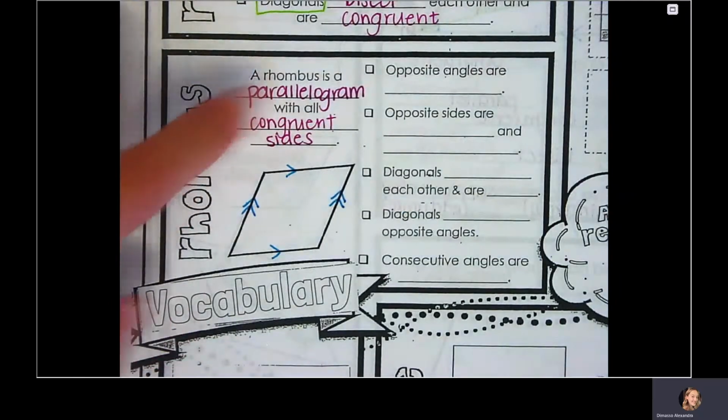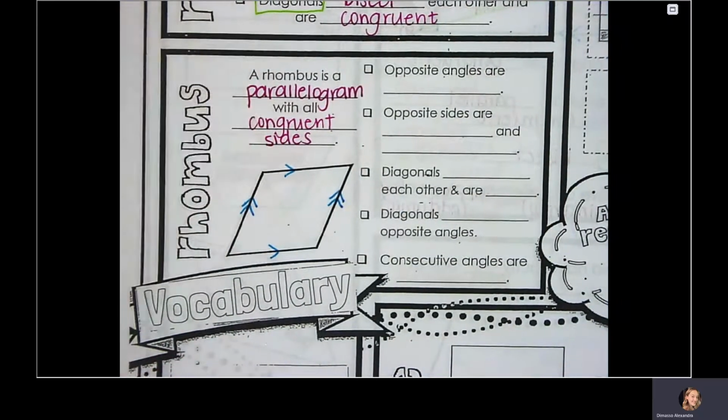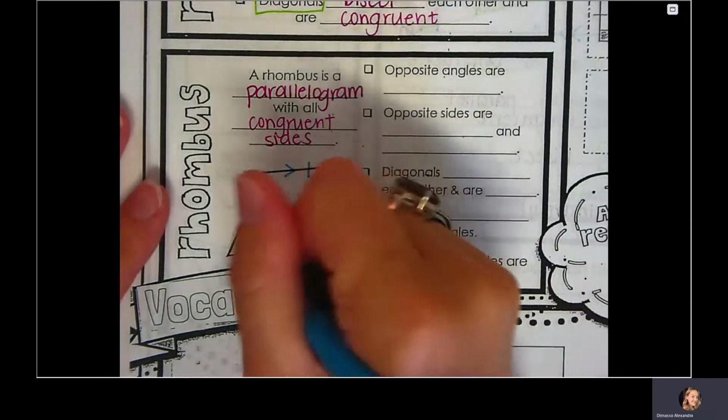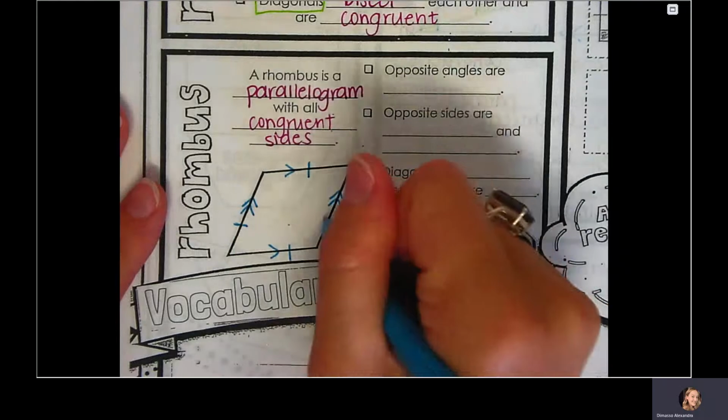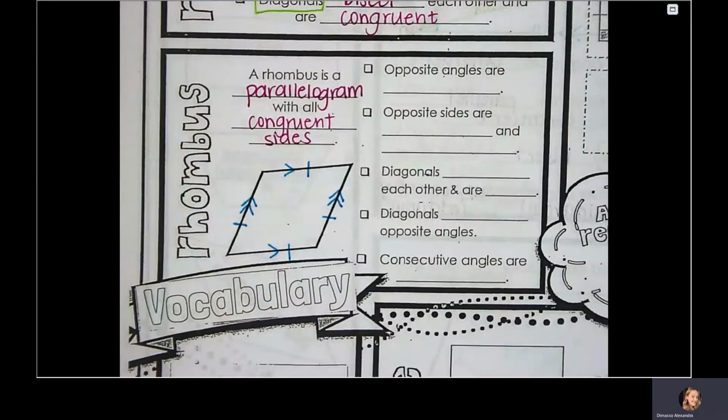Now, if all sides are congruent, what should I put on all four of the sides? How many? Just one tick mark on all of them. They all are congruent, so one tick mark on all of them. That's important.